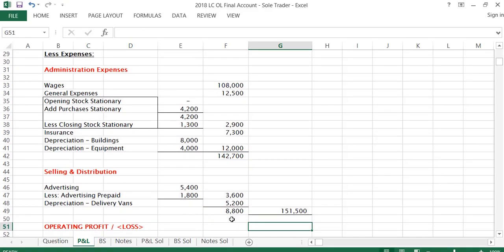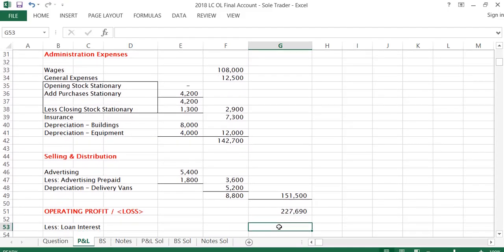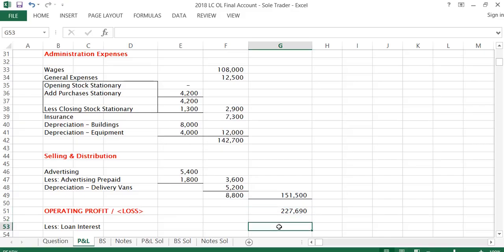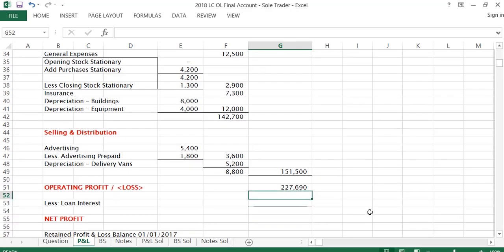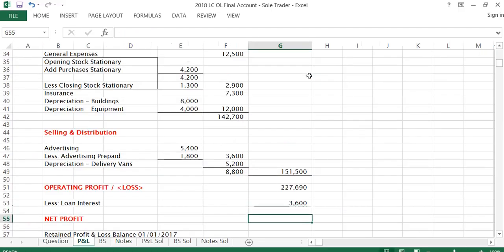total expenses of 151,500. So my gross profit after I add my operating income, gives me 379,190, and I'm going to take away my total expenses to leave me with an operating profit of 227,690. Now from that I need to take away my loan interest for the year, the full amount, not what's due to be paid. The full amount of loan interest is taken away at the bottom of the P&L. So if I go back to my note on loan interest, the full amount for the year is 3,600. I'm going to take that away, and that will leave me with a net profit of 224,090.